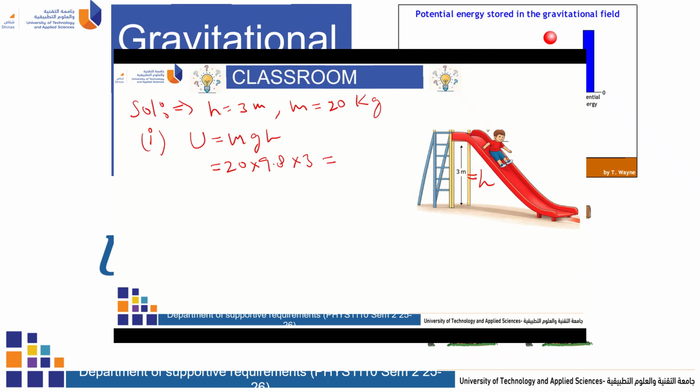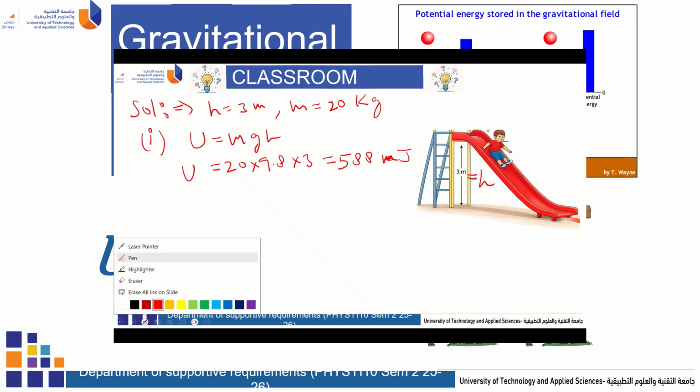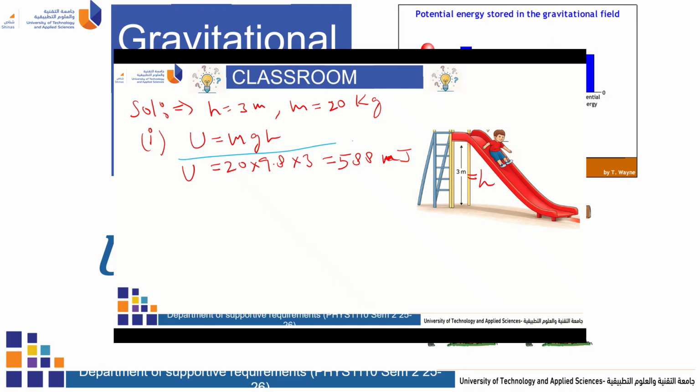If I calculate, this will come to 588, not meter, joule. So the answer for the potential energy is 588 joule. This is the answer for part 1.